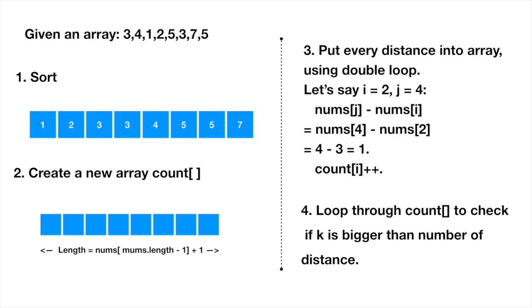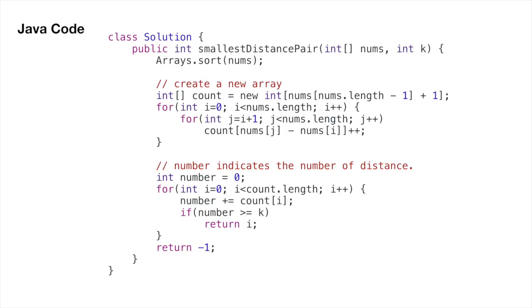Okay, the fourth step, just look through the count and find out which is the kth smallest distance. So let's look at the Java code. It's really intuitive. Firstly, create a new count array based on the largest number of the original array, and use a double loop to find out the number of distances.